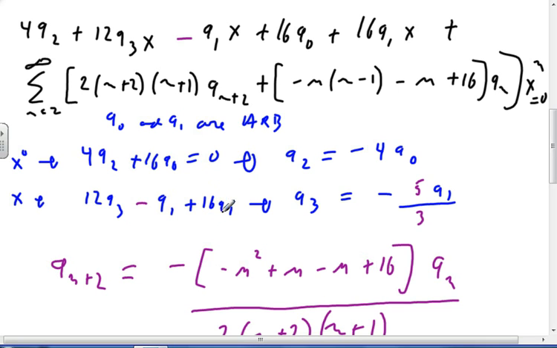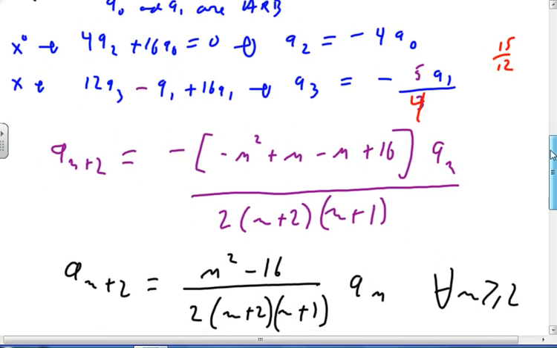Doesn't that just torque you off? Andy, wake up. What's 15 twelfths? Is that better? Yeah, that's better. Okay, so it's 5.